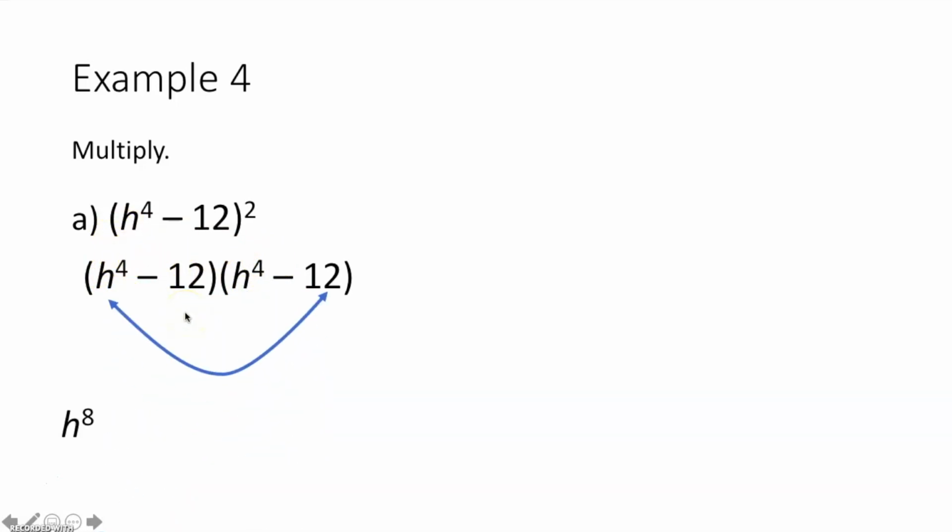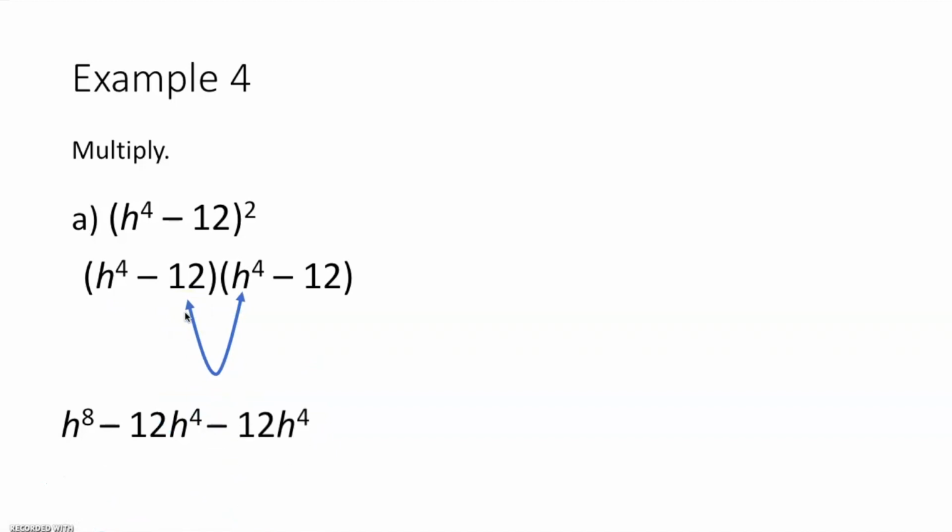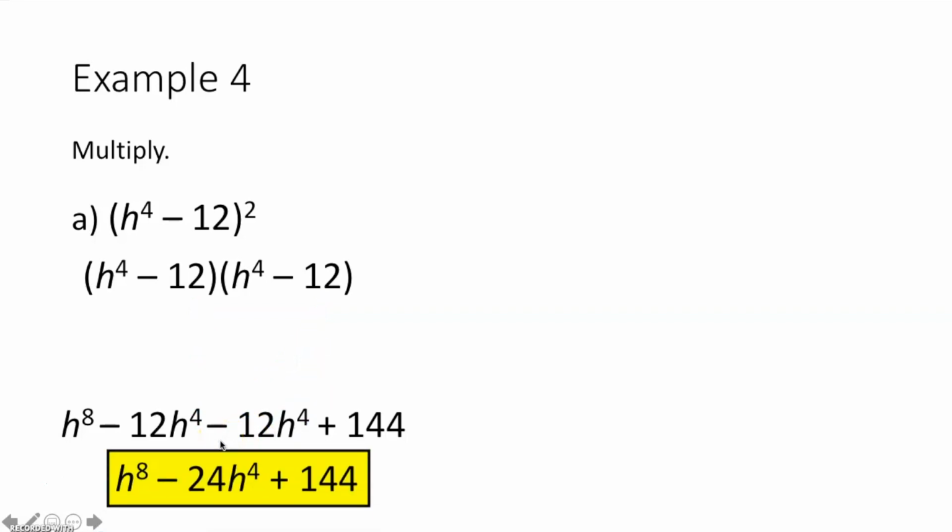Multiply the outer terms together, negative 12h to the 4th. Multiply the inner terms together, negative 12h to the 4th. Multiply the last terms together, positive 144. Now, combine like terms, these two in the middle. Since they're both negative, it makes it more negative. So negative 12 minus 12 is going to be negative 24h to the 4th. And it's the exact same thing we got as our shortcut.